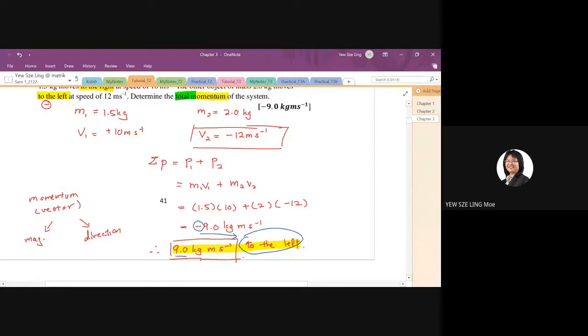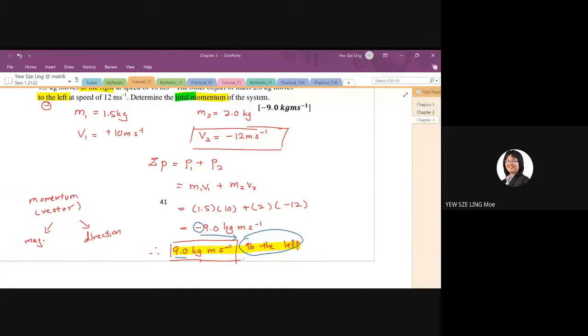All right, I give you 1 minute to write down the things that I told you just now: the reasons why I asked you to put a negative sign, and what happens if the question asks you to calculate the magnitude of the momentum of the system. So 1 minute before we proceed to a more complicated question.